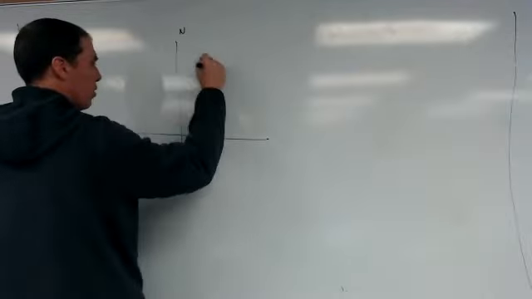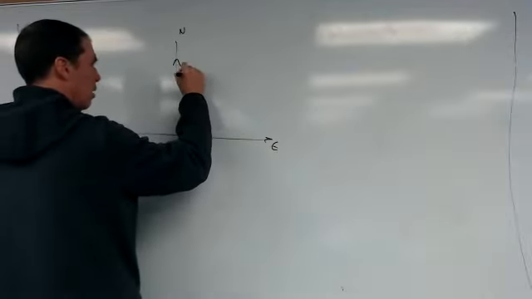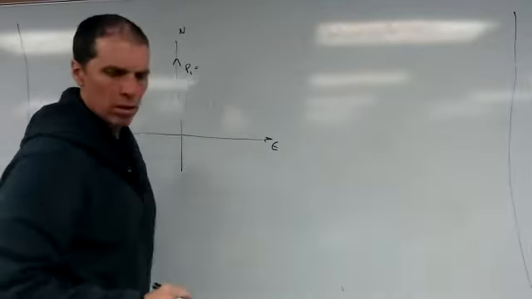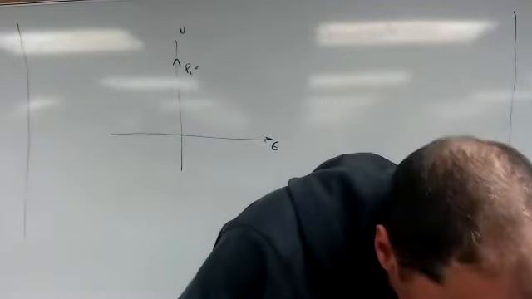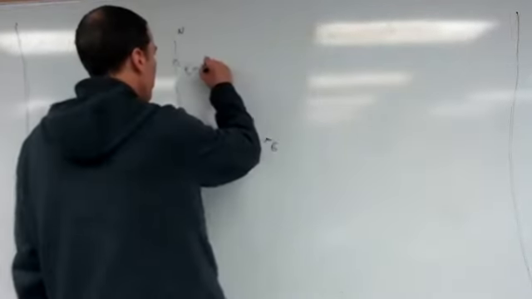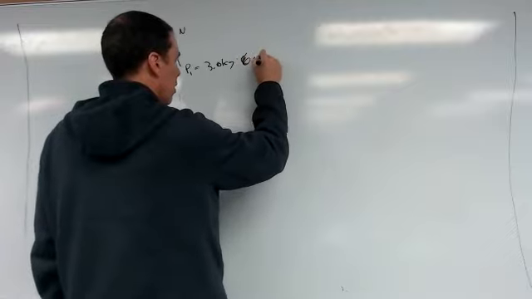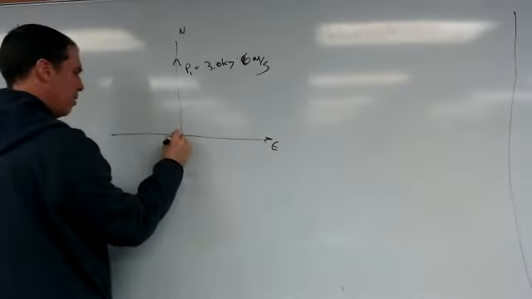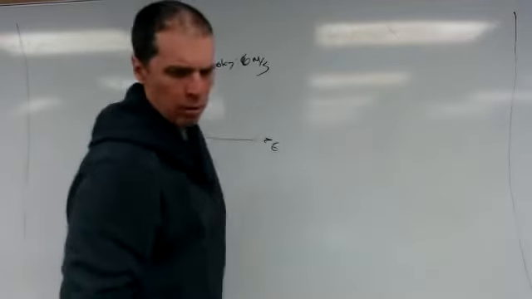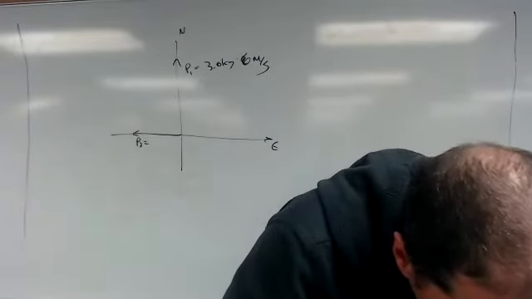So this is north and this is east, right? And so this one, P1 is equal to 3 kilograms times 6 meters per second. And this one is P2. It's traveling west. It's 6 kilograms and 2 meters per second.